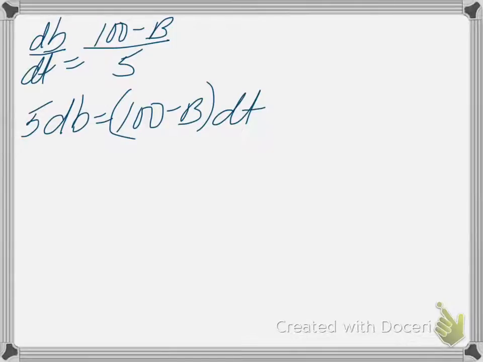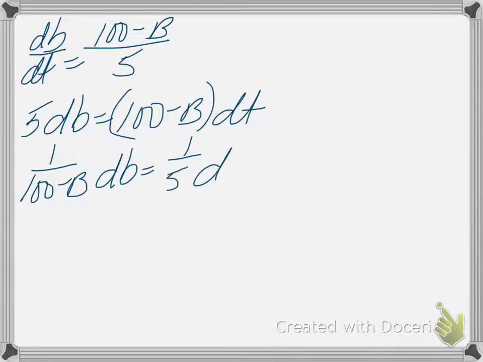Okay, so you can't mix b's with t's, so we're going to divide both sides by 100 minus b. Another thing that we're going to do is divide both sides by 5. The first time I did this, I left it as 5 over 100 minus b, and it turned into a huge mess. So I'm going to divide the left side by 5, and the right side by 100 minus b. Okay, and you get that.